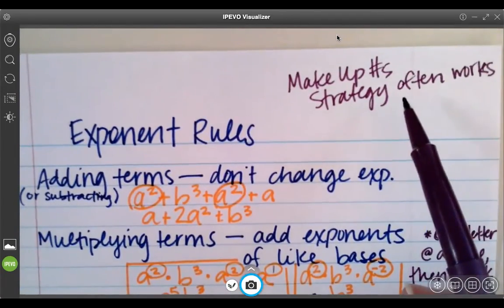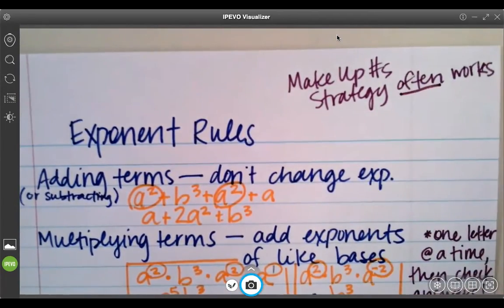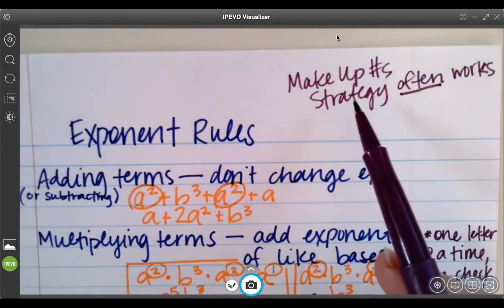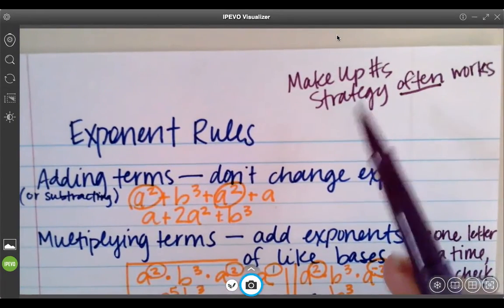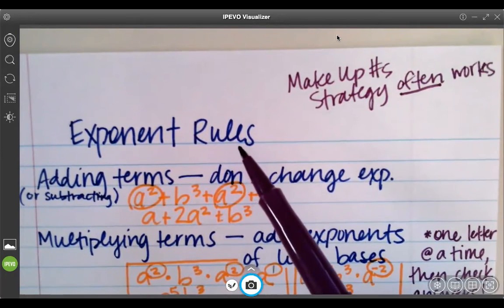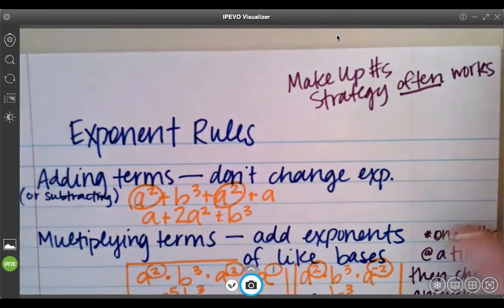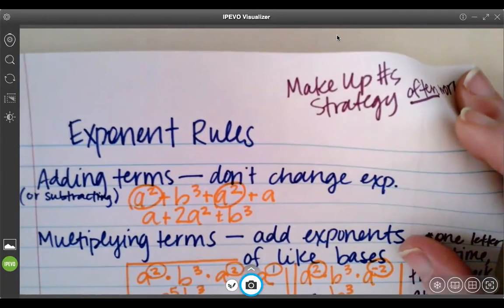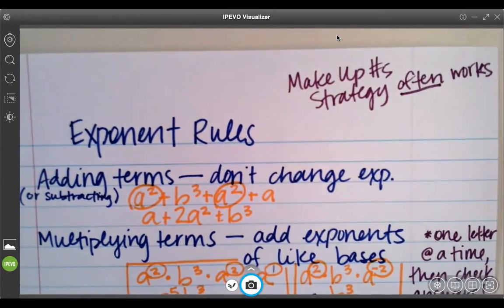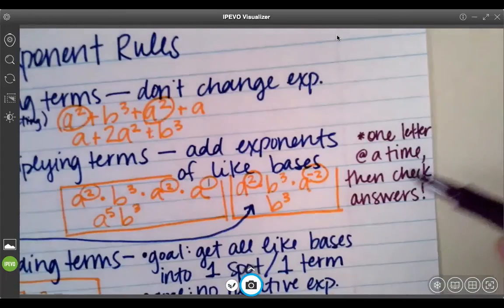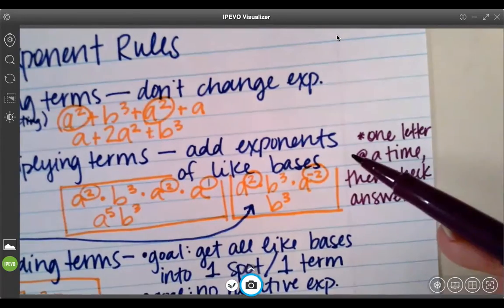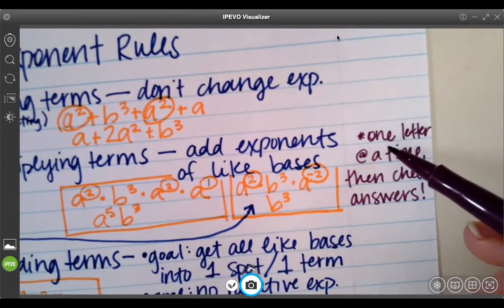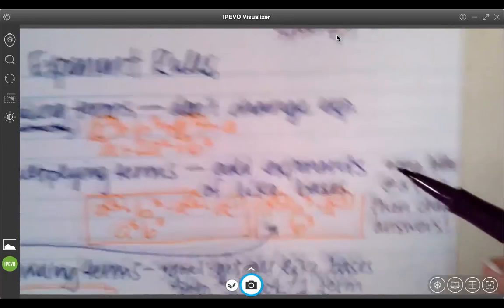And again, it's often, not always, but often. It will take you longer to do the strategy, but you will get the right answer. So these rules, in my opinion, are worth knowing because it'll save you time and they're not super hard. I'm pretty sure that's it. Remember to check it one letter at a time. That's not just for multiplying, that's for all of exponent rules. Check it one letter at a time and you should be good.